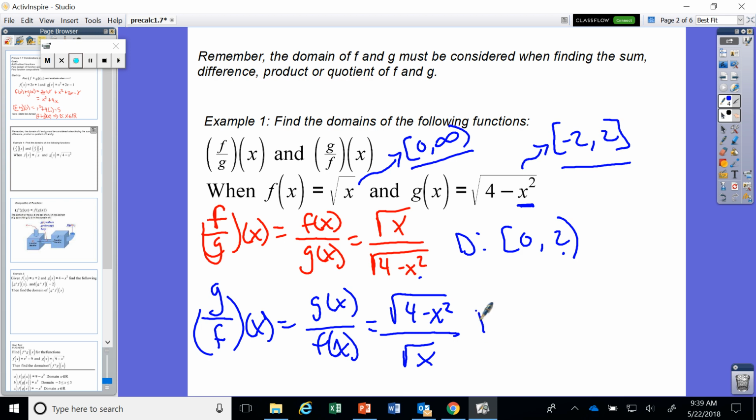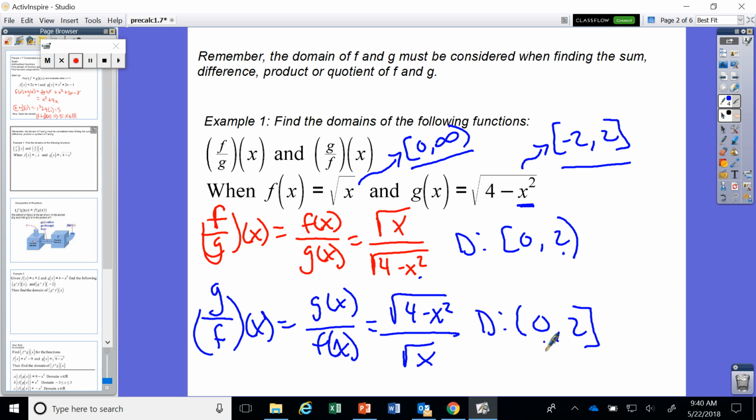Well, what about the domain for g over f? Once again, that intersection is 0 to 2. Do you see the difference, though? Notice the difference between the two domains. Do you know why they are different? What causes them to have that slight difference? That's the question. Think about it. What changes when we now have 0 as a possibility? Now all of a sudden we can't put 0 in the denominator. That's why we are not including it within the bracket itself.